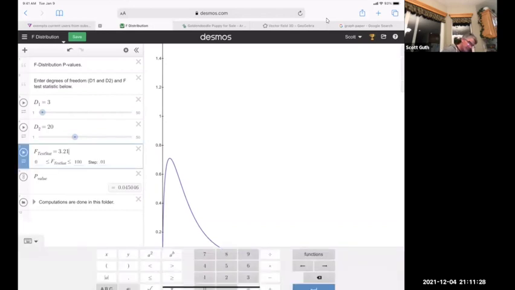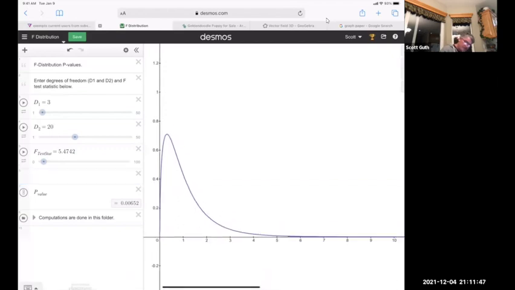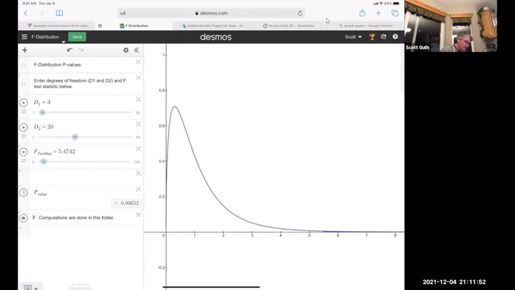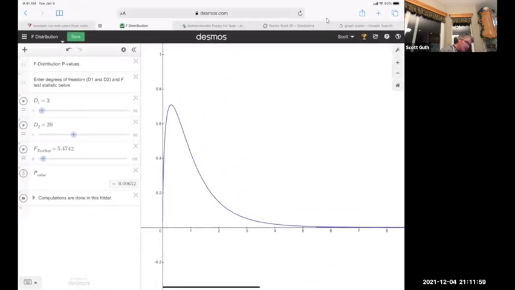And then I think it was 5.4742 for the test statistic. So let me delete what's here. So 5.4742. Still got a problem seeing this, hang on. And looks like you can barely see that that's shaded there. And that the p-value down here is 0.00652. So we'll make a note of that. I'll probably just call that 0.0065.